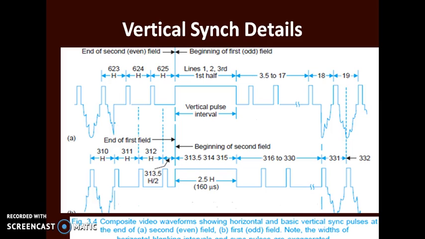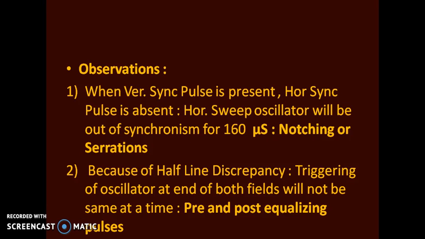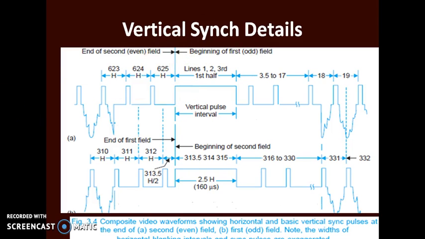Okay. Now observe these two waveforms. From this we are getting two observations. During these vertical sync pulses, the horizontal sync pulses are absent. So the horizontal synchronization will be lost for this 160 microseconds and for this 160 microseconds. But this should not happen. So to avoid this, the solution is serration or notching.